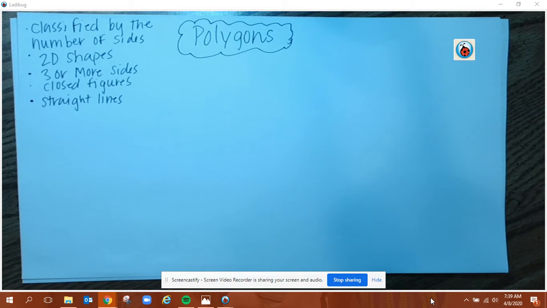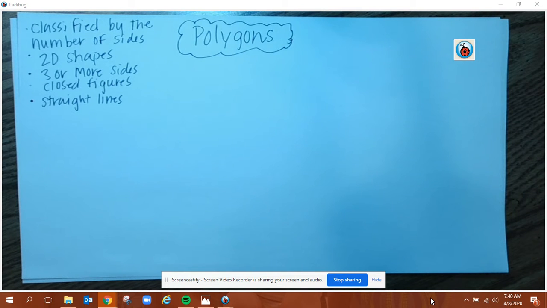So, just to review what polygons are, we talked about Monday, Tuesday, and today that polygons are classified by the number of sides. Okay, we can put them into subsets by how many sides they have, and then from there they can be classified as different shapes. Okay, all polygons are 2D shapes. A polygon is any shape that has 3 or more sides, so everything but a circle. It's a closed figure, which means there's no opening. Okay, and then a polygon always has straight lines.